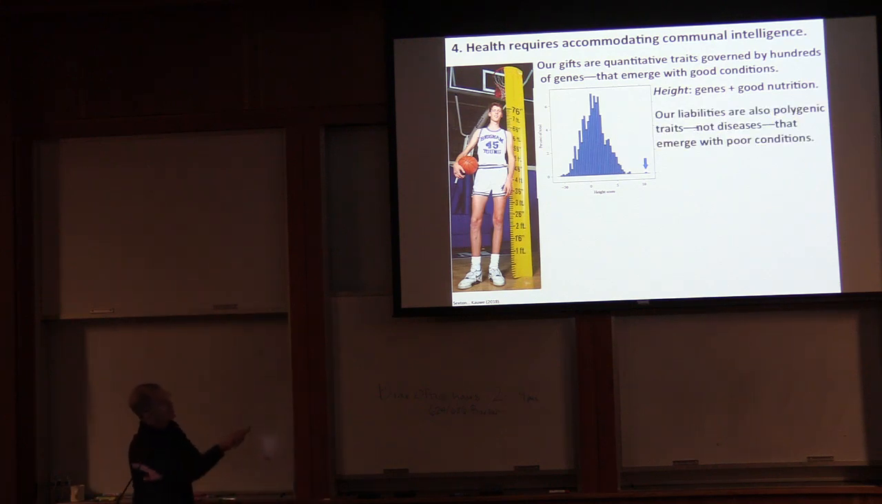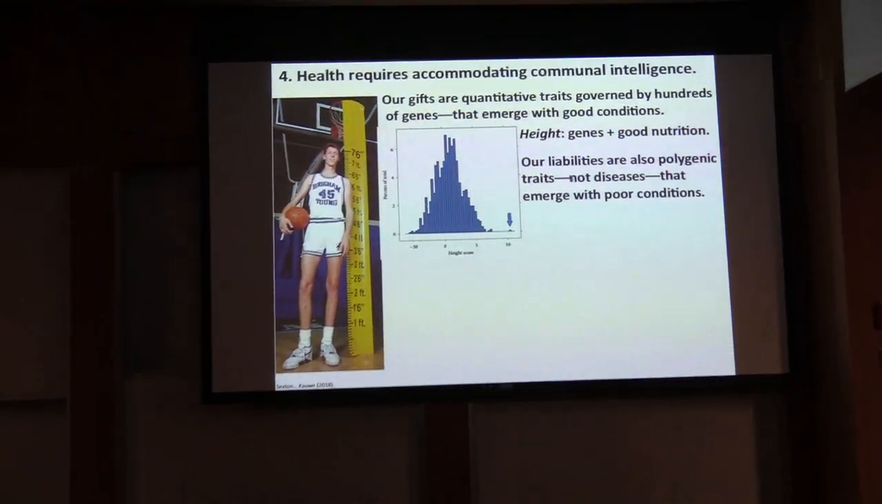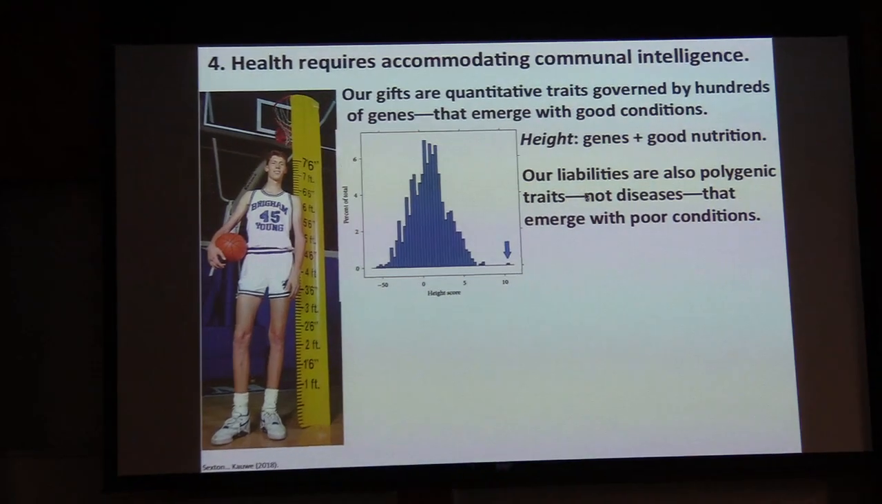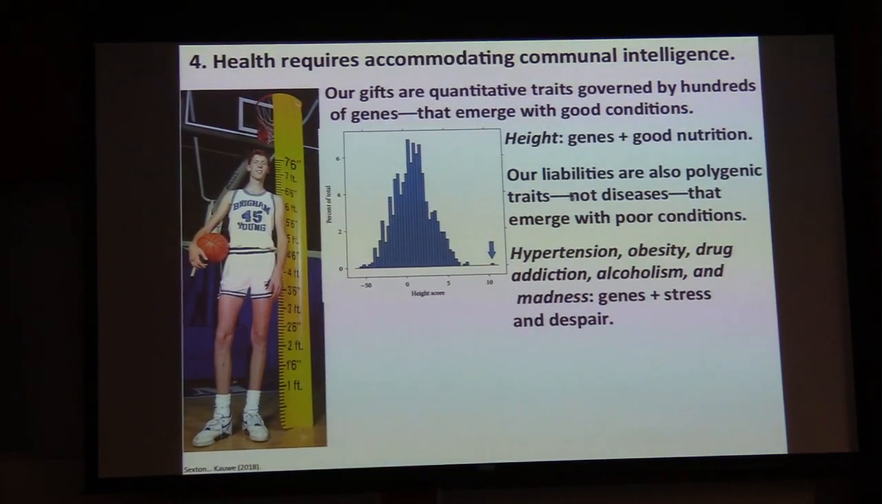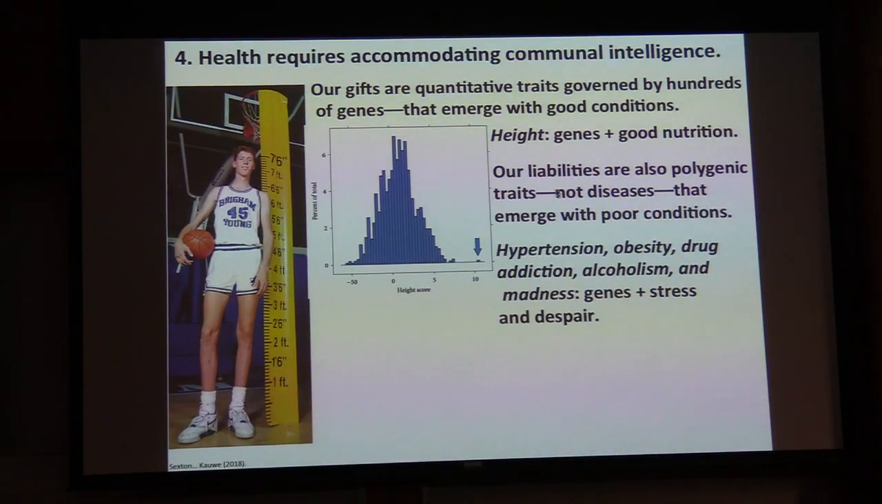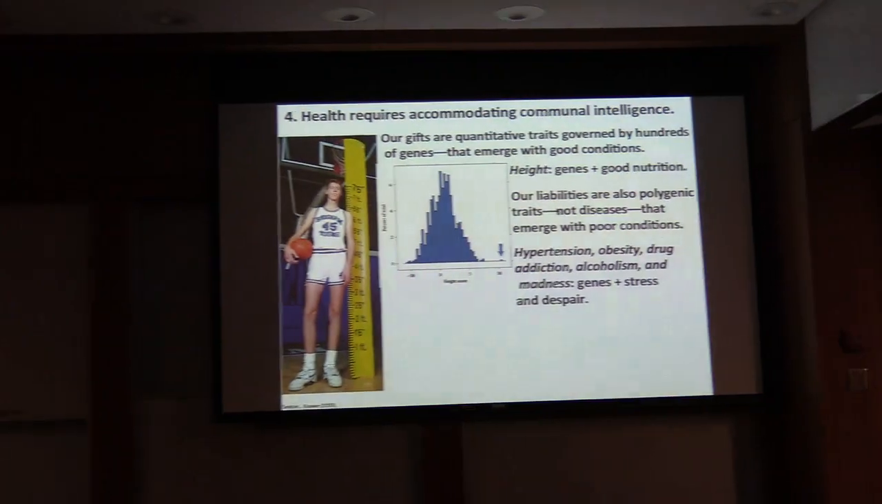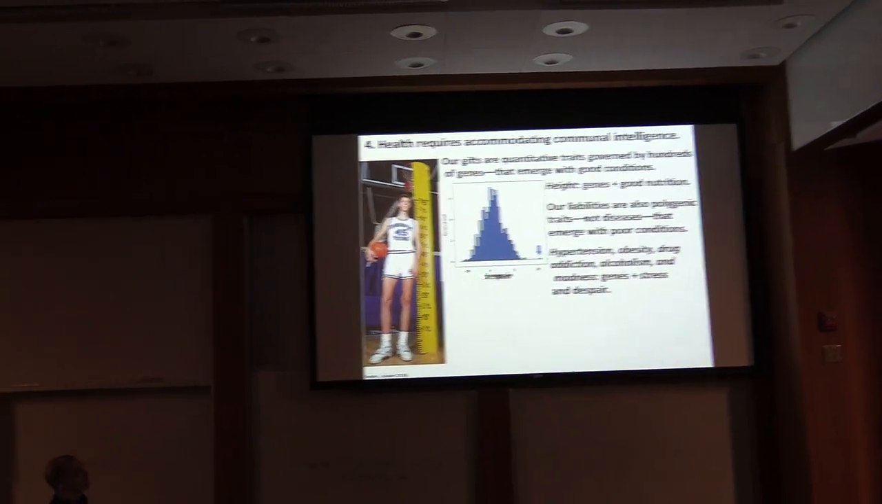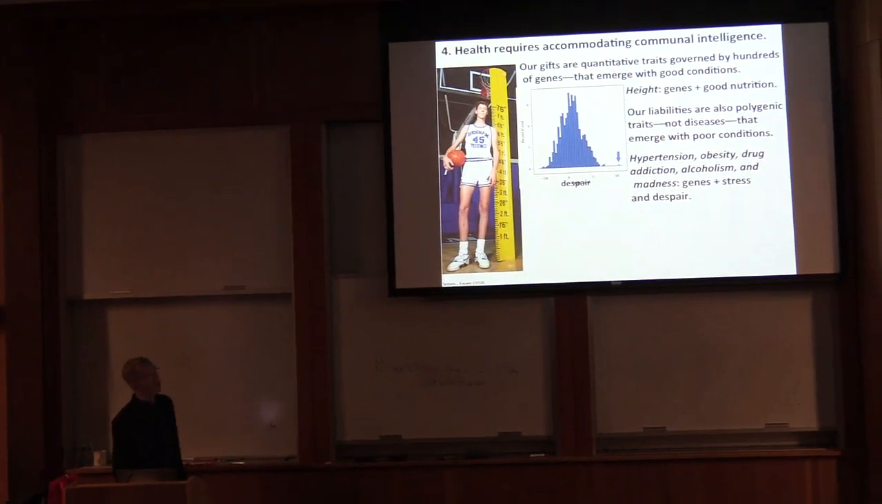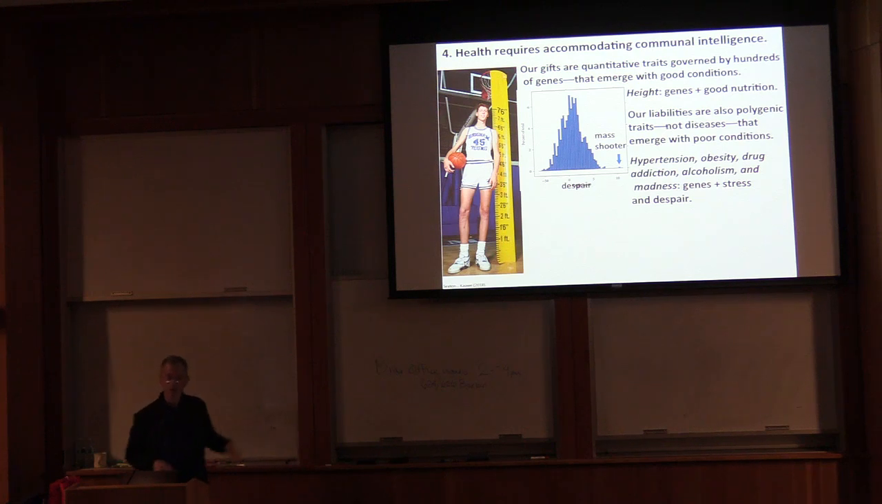Well, all of our liabilities are also polygenic traits. This is all new material that's coming out in the last few years from genome-wide studies. And these are not diseases, these are conditions that emerge with poor conditions. So for example, hypertension, obesity, drug addiction, alcoholism, and various forms of madness, including Asperger's and schizophrenia and so on, are all polygenic traits, and they emerge under conditions most strongly of stress and despair. For example, if we replace that height distribution with despair, I think we can identify the mass shooter. That's somebody who's just way out there on the despair curve and goes nuts.